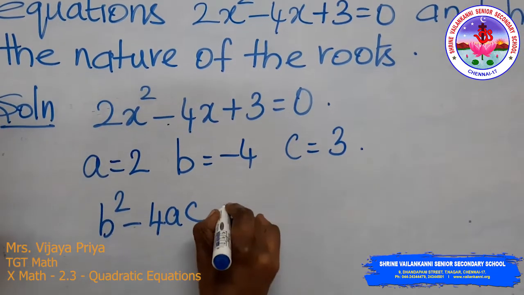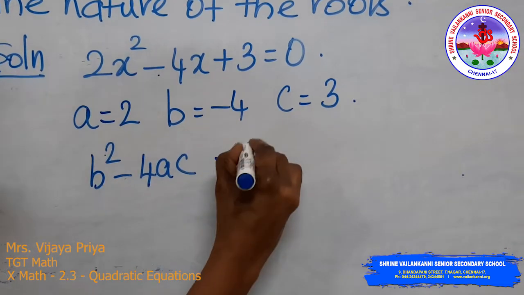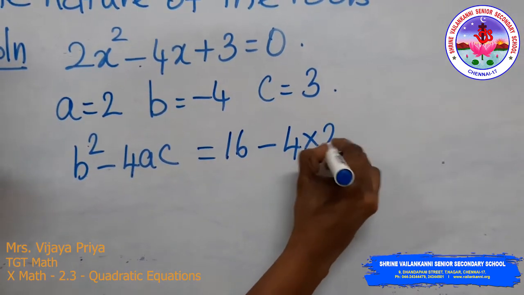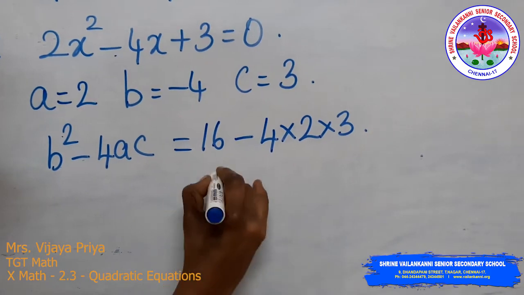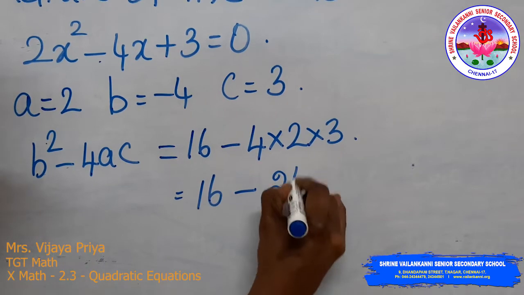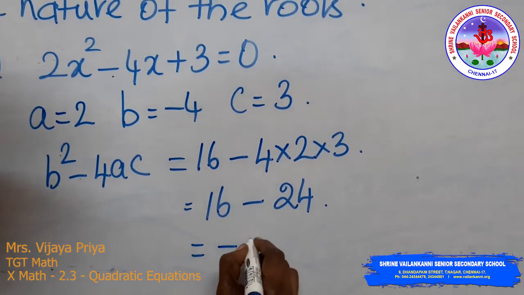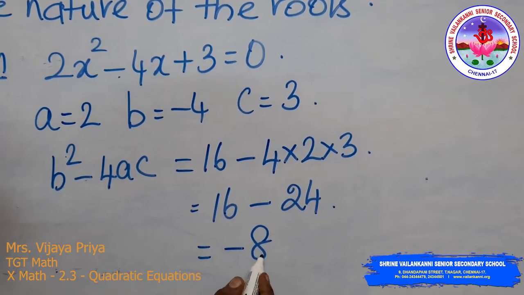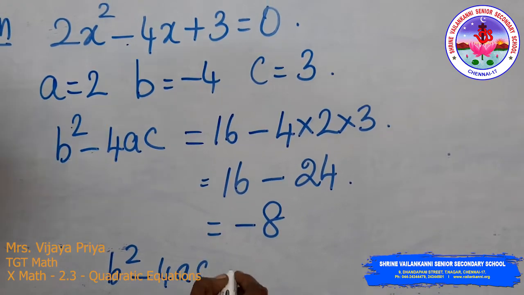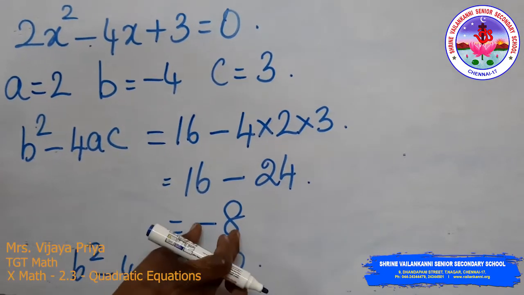So we are going to substitute now. b squared is minus 4 the whole square, which becomes 16, minus 4 into a, which is 2, into c, which is 3. So it is 16 minus, 4 2s are 8, 8 3s are 24. So you get 16 minus 24, which is minus 8, a negative answer. So b squared minus 4ac is less than 0. First we found the discriminant value as minus 8.